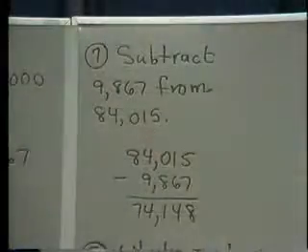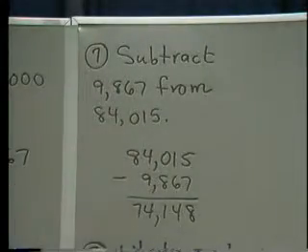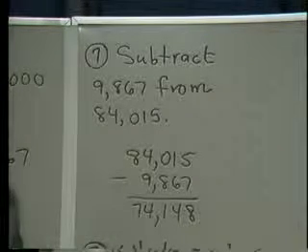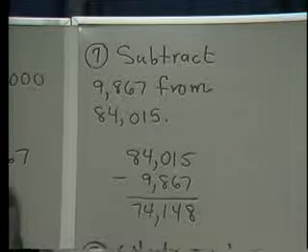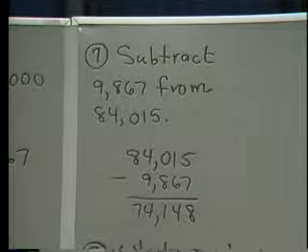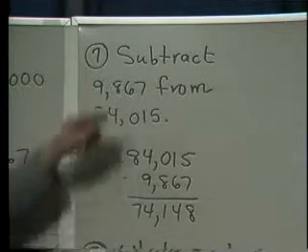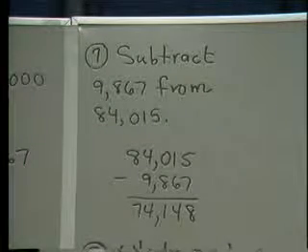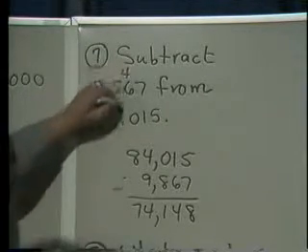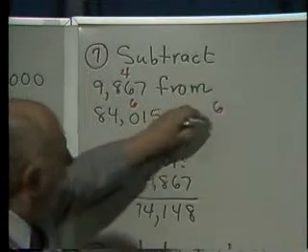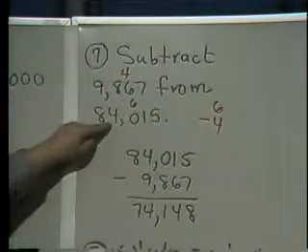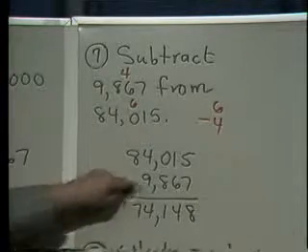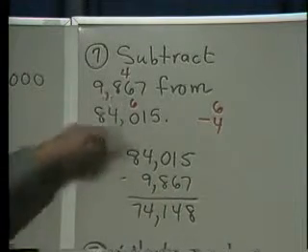Problem number 7 says subtract 9,867 from 84,015. This is something I will do several times in the course. I will give you the same problem with different vocabulary, just to make sure that you understand it's the same problem. See, how do you subtract 9,867 from 84,015? Well, if that's too complicated, how would you subtract 4 from 6? You'd put the 6 on top, then subtract the 4. So what you would do is write the 84,015 on top. Then you would subtract 9,867. See, you're subtracting from.